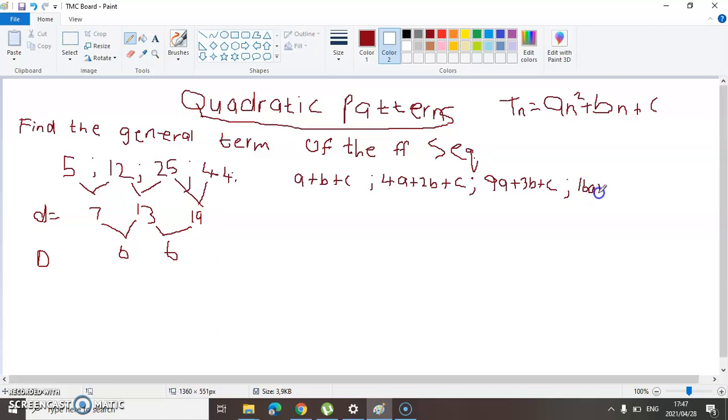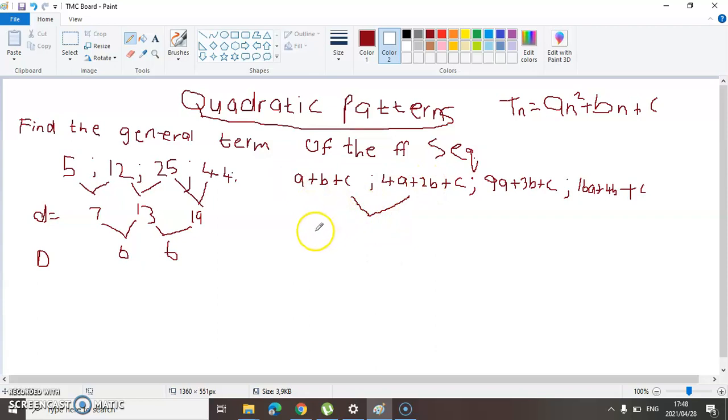16A plus 4B, and then plus C. So now this is the first term, second term, third term, and fourth term. If you want the difference, for example, between the first term and the second term, you can just take the second term. Remember, D is equal to T2 minus T1.